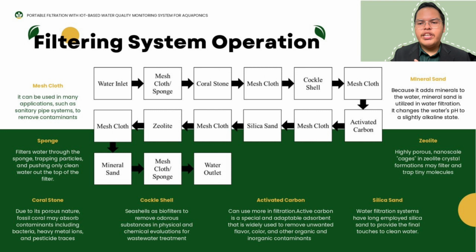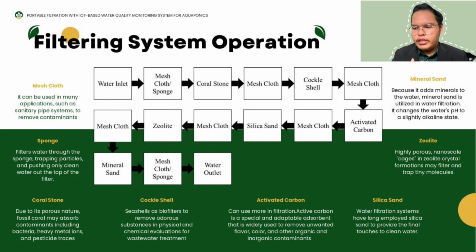For the filtering system operation, these are the materials going to be used in the filtering part. The first one is mesh fluid. It can be used in many applications, such as sanitary pipe systems, to remove contaminants. Second, sponge. Water is filtered through the sponge, trapping particles and pushing only clean water out to the top of the water filter. Coral stone. Due to its porous nature, fossil coral may absorb contaminants including bacteria and others. Cocoa shell and seashell act as a biofilter to remove odorous substances in physical and chemical evaluation. And activated carbon is used a lot in filtration.